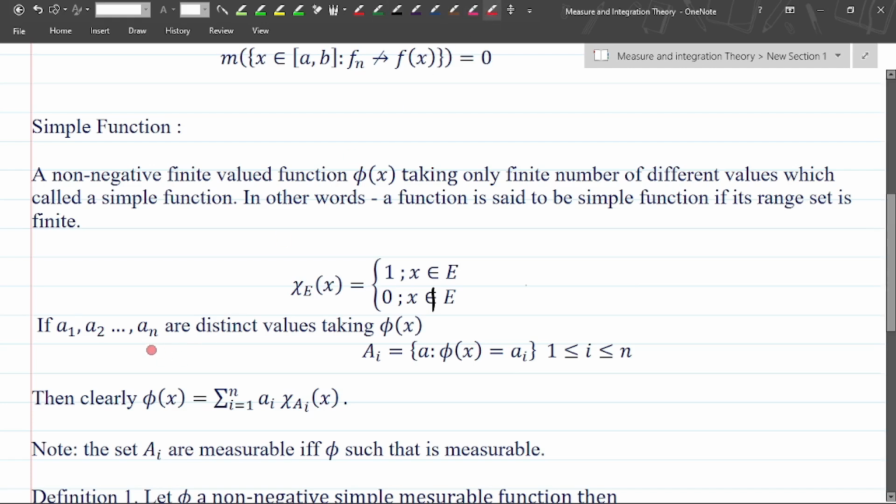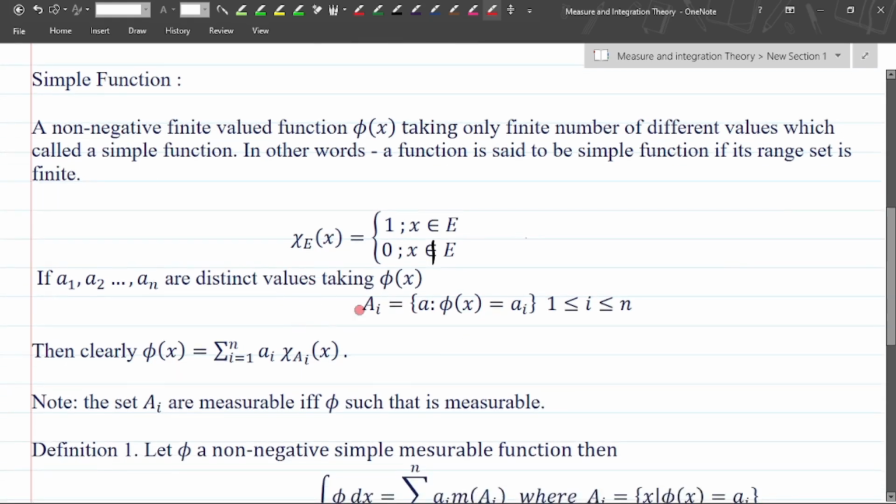If a1, a2, ..., an are the distinct values, then the range set is a_i such that phi of x is equal to a_i, so it is finite. Then clearly the function is the sum of these. We can conclude that phi(x) is the summation i equals 1 to n of a_i times chi of A_i of x, which is equal to the function.